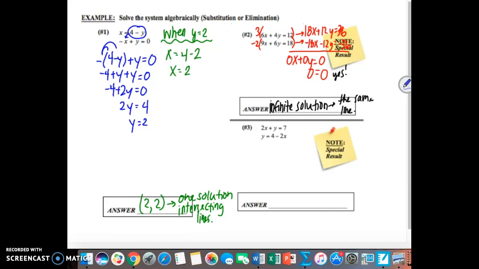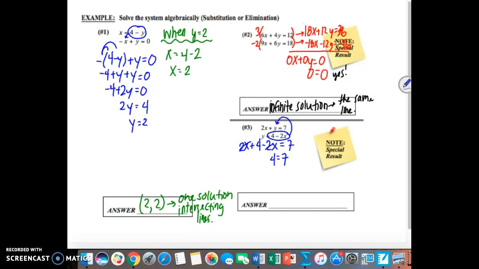And now looking at our third example, we have 2x plus y equals 7 and y equals 4 minus 2x. Since we already have y equals something, we can take that 4 minus 2x and substitute it in for the y in the first equation. Then we have 2x plus 4 minus 2x equals 7. 2x minus 2x cancel out, so we have 4 equals 7.